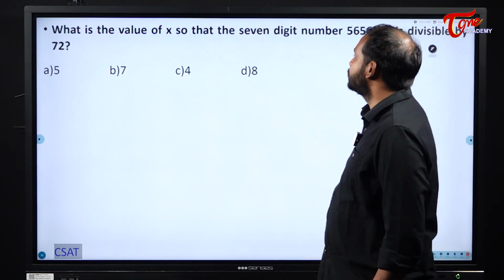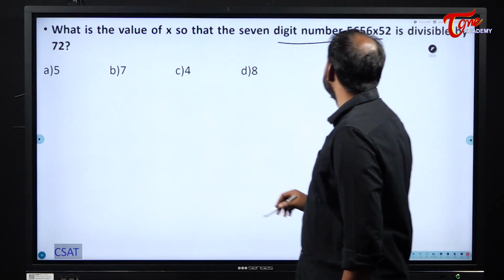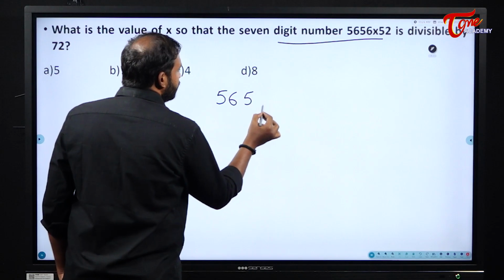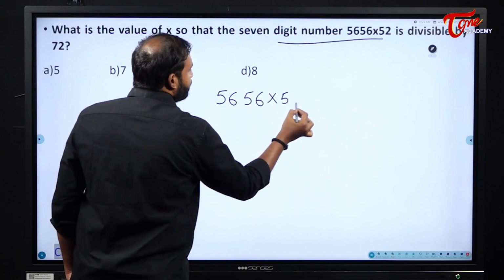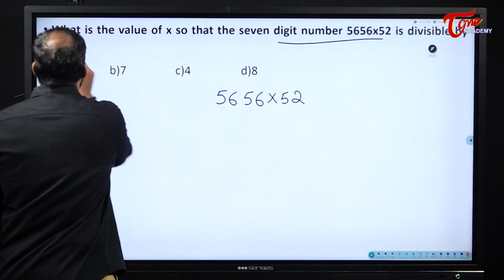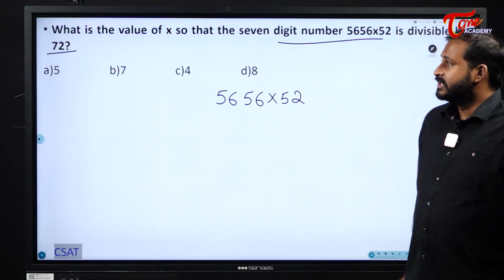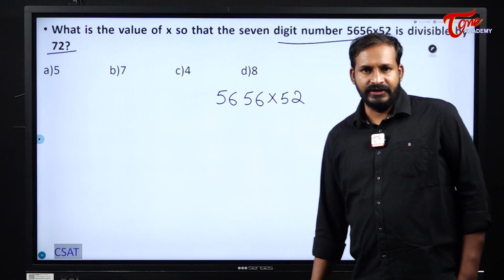What is the value of x so that the 7-digit number 5656x52 is divisible by 72? Now, sir, we don't know the divisibility rule of 72. How do we write it?